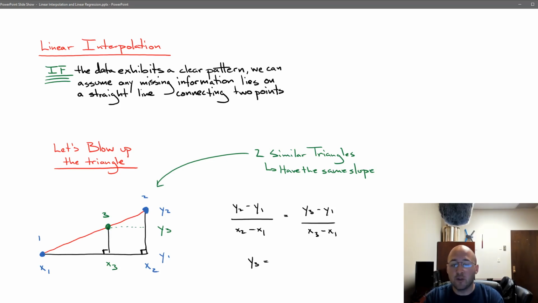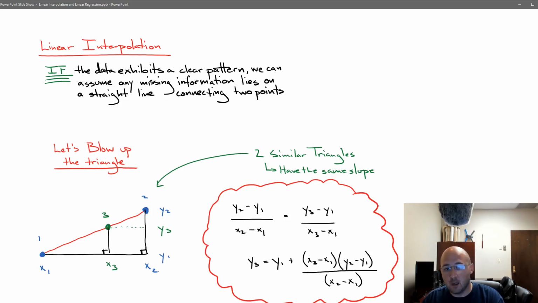We rearrange the whole thing for y3 because, given that plot where we showed the x data and the y data, y3 was our unknown. So let's put that all by itself. So y3 equals y1 plus x3 minus x1 times y2 minus y1 over x2 minus x1. All right, so this is going to be our equation. y3 equals y1 plus x3 minus x1 times y2 minus y1 over x2 minus x1.